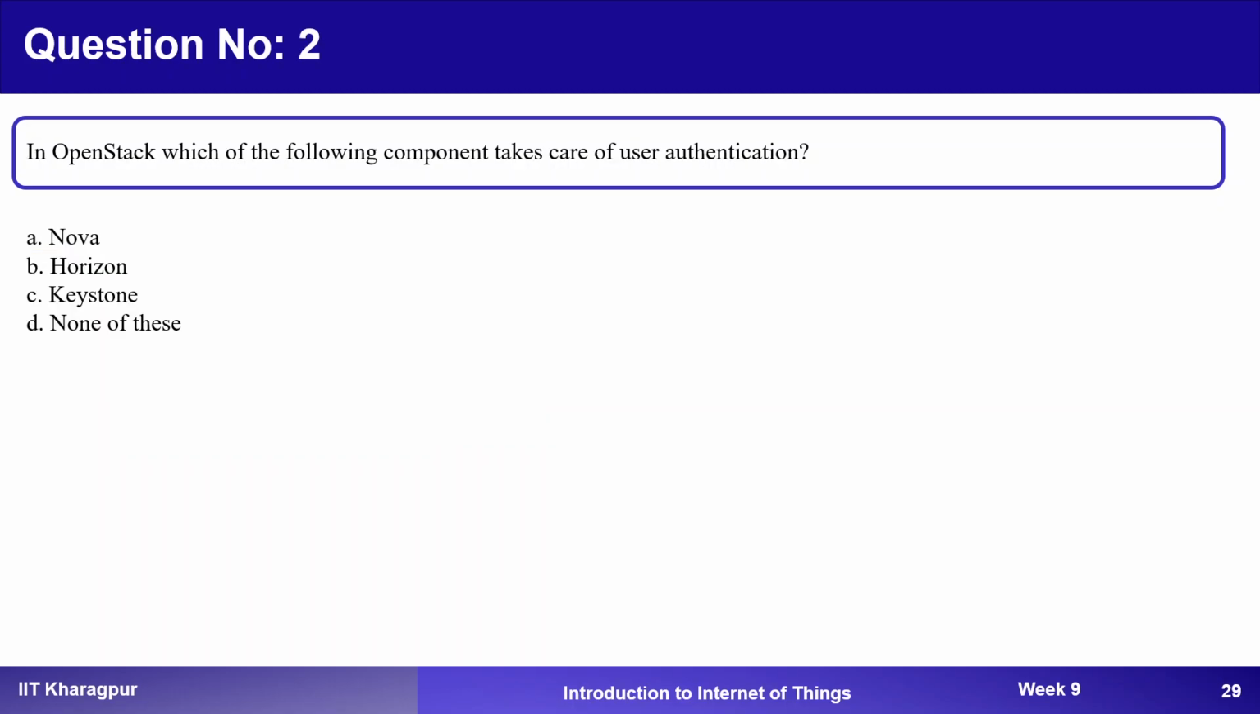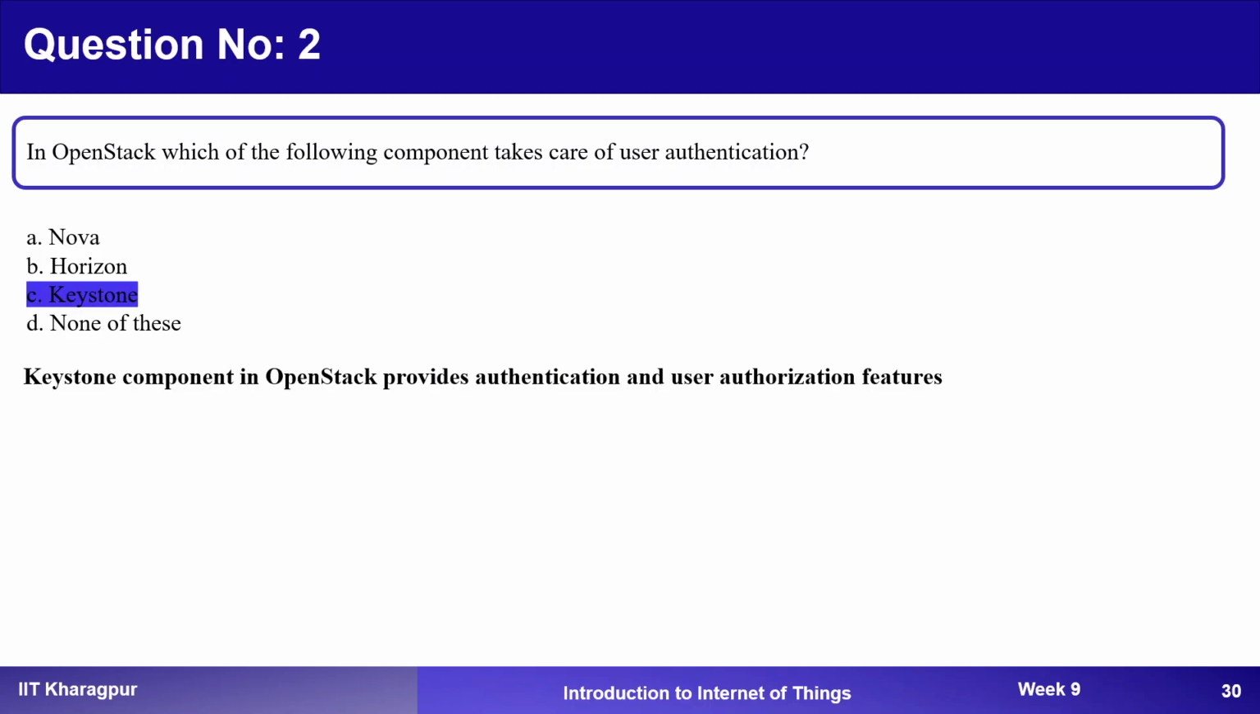Now question number 2. In OpenStack, which of the following components take care of user authentication? Options are Nova, Horizon, C is Keystone, and fourth one is none of the above. The correct option for this question is Keystone. Keystone is responsible for providing authentication as well as user authorization. So it provides identity service to the users.